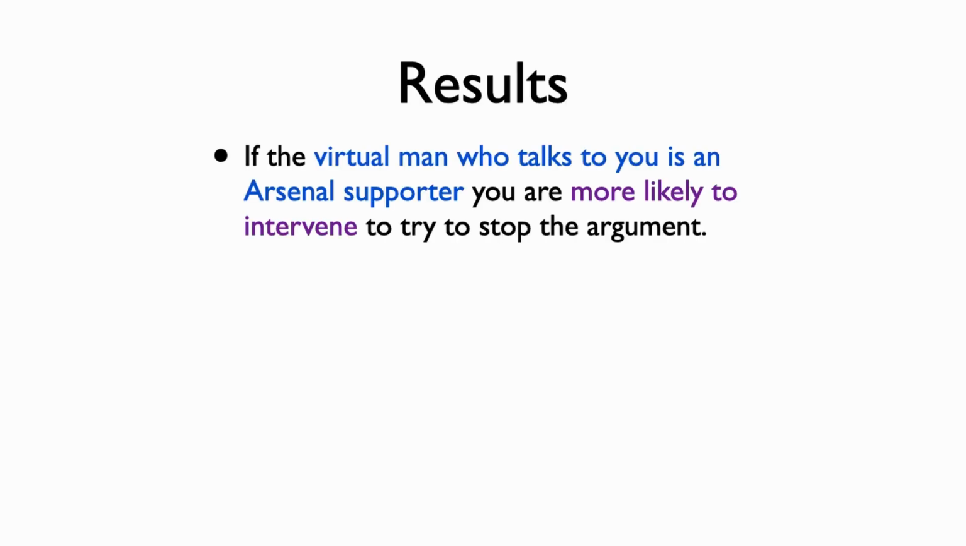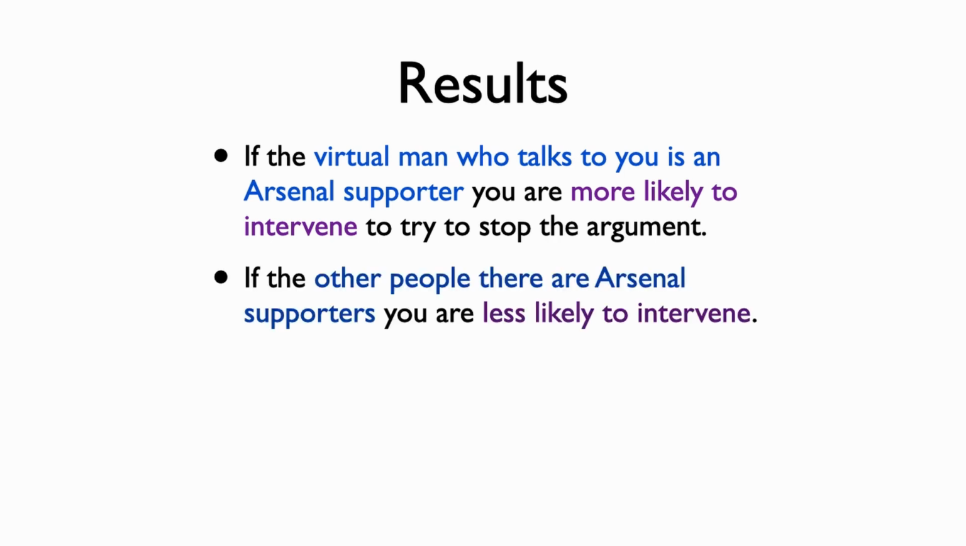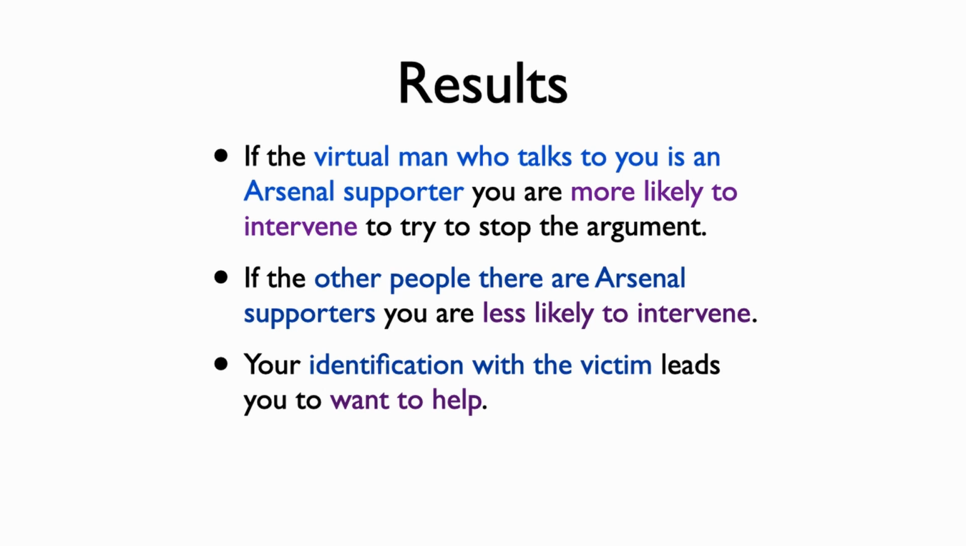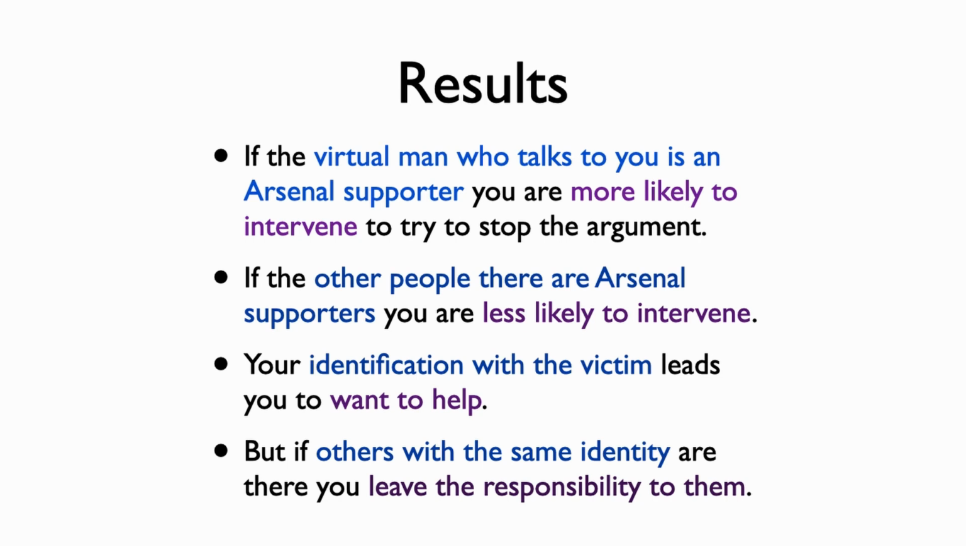So what happens? If the virtual man who talks to you is an Arsenal supporter, the one who talks to you at the beginning, the one who's actually attacked, then you're more likely to intervene to stop the argument. If the other people there are Arsenal supporters, you're less likely to intervene, because it's kind of like saying, why should I be the one to intervene? Let them intervene. So your identification with the victim leads you to want to help. They're an Arsenal supporter, you're an Arsenal supporter, you want to help your fellow Arsenal supporter. But if others with the same identity are there, you leave the responsibility to them.